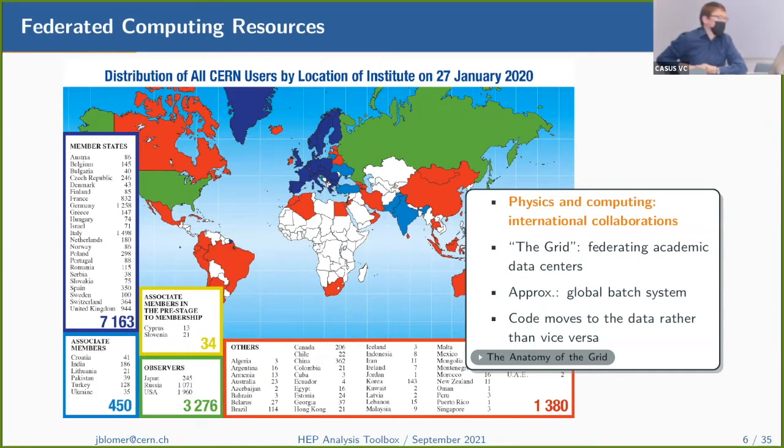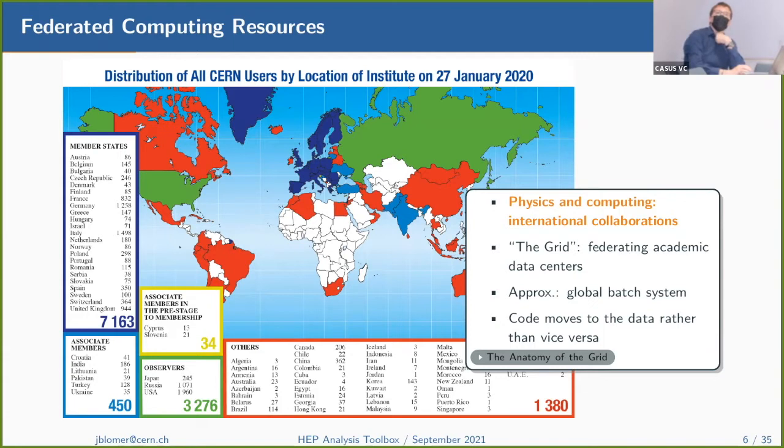The distributed computing system that we built is analogous to the way we built the detector. All the research institutes and universities that are involved in building a particle detector also contribute a part of the data center to the computing. So as a result, there's a federated computing, federated really in all various aspects, technologically, from the policy point of view, and so on. And this was called the grid. In a very oversimplified way, think of it as a global batch system, where you try to find where the piece of data that I'm interested in, which has been pre-placed at various sites, is. And then you move the code relatively close to the data.